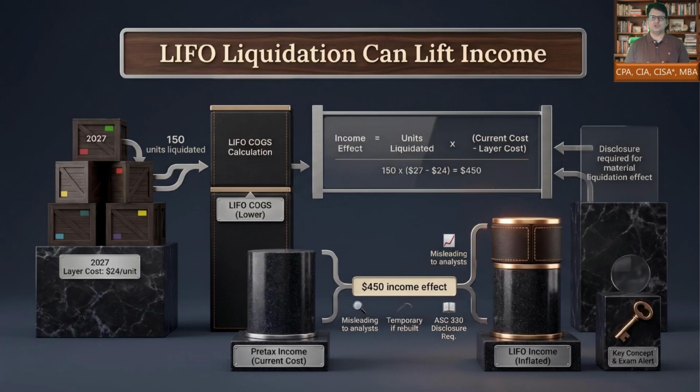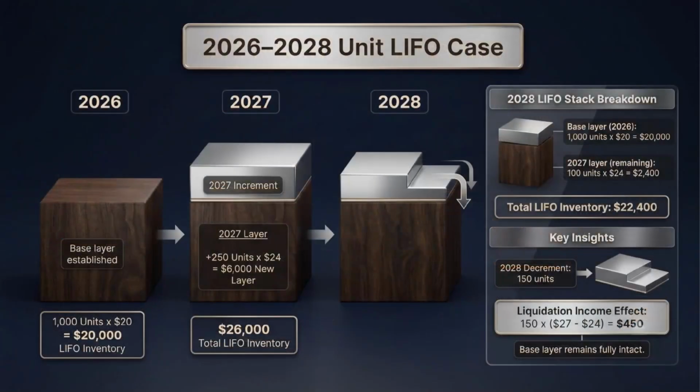Lower cost of goods sold means pre tax income is $450 higher. That is why analysts care about LIFO liquidation disclosures. Now, let us connect the 3-year unit LIFO case.